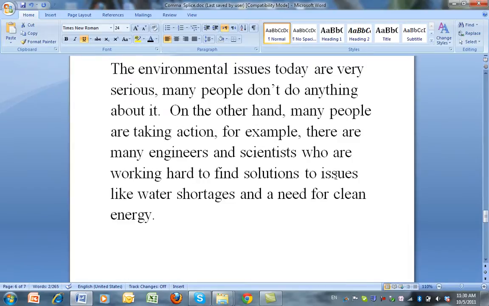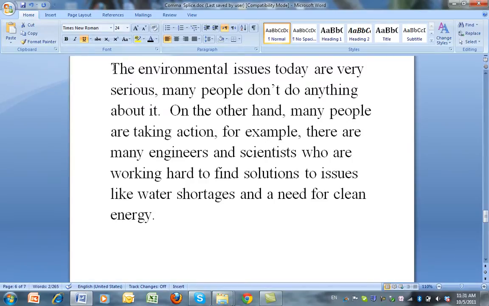It says, the environmental issues today are very serious. Many people don't do anything about it. On the other hand, comma, many people are taking action. For example, there are many engineers and scientists who are working hard to find solutions to issues like water shortages and a need for clean energy. Well, this person is a good writer. Their ideas are very clear, but we want to make sure that we're not using comma splices.